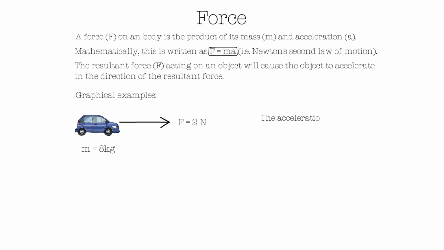If we wanted to calculate the acceleration of the car, we can rearrange the formula so a becomes the subject, giving us F over m. Now we substitute the values and we have 2 over 8, or 0.25 meters per second squared.